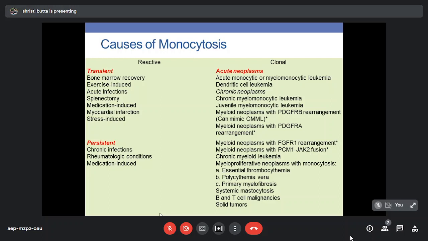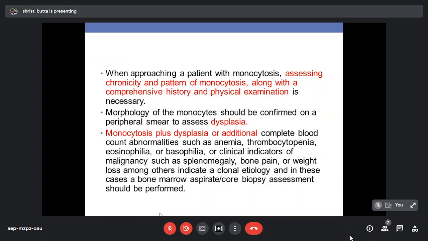Clonal causes are not the topic of discussion for today, though acute neoplasms like acute monocytic or myelomonocytic leukemias, dendritic cell leukemias, and chronic neoplasms like CMML, JMML, etc. are all associated with monocytosis. When approaching a patient with monocytosis, it is very important to assess the chronicity and the pattern of monocytosis, along with a comprehensive history and physical examination.